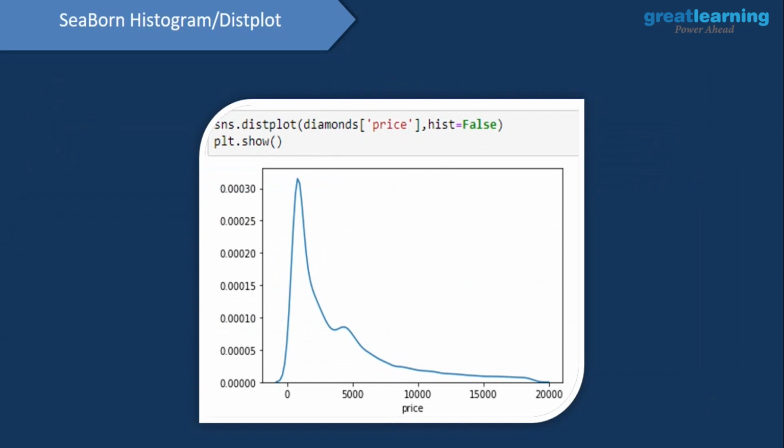Now, in the distribution plot, let's say if I want only the frequency curve without the histogram, that also can be done. It's just that in the same command, I would have to set hist equal to False. And when I set hist equal to False, I'll only get the frequency curve.